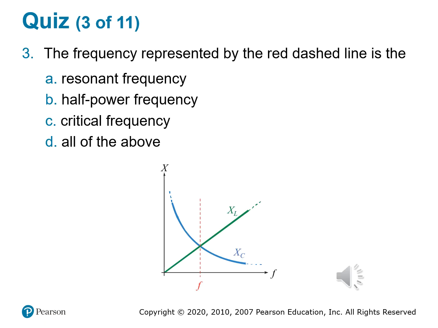Question number 3. The frequency represented by the red dashed line in the graph is which of the following? A, resonant frequency, B, half power frequency, C, critical frequency, or D, all of the above. Go ahead and pause the video. And if you're back, the correct answer is A, resonant frequency.